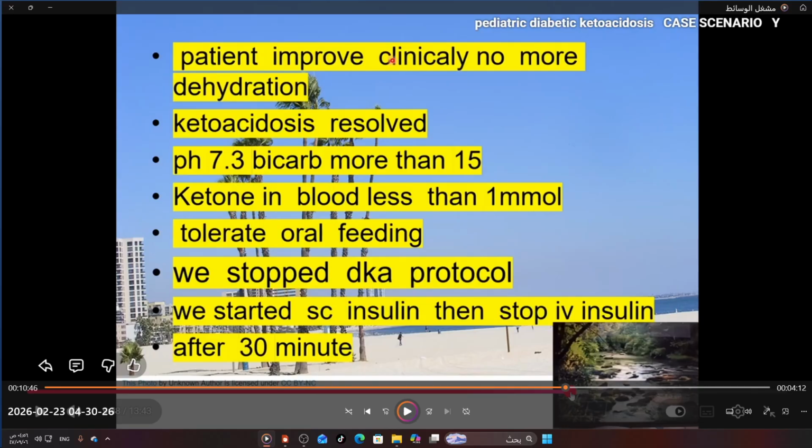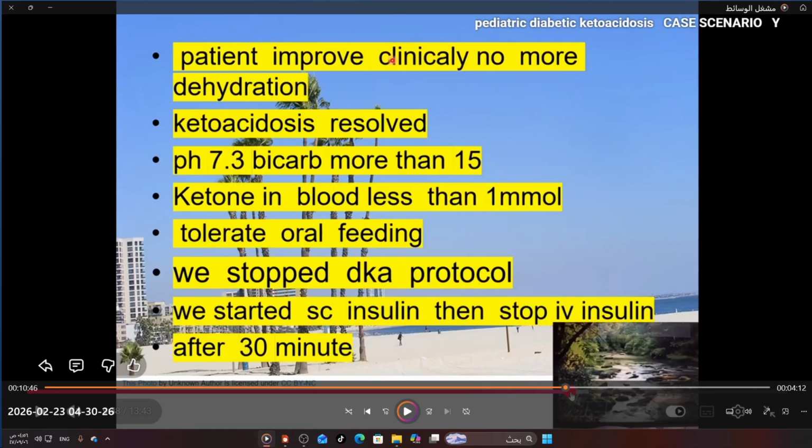Okay. Now the patient is clinically improved. What is out of DKA? When we inform the patient is out of DKA, if blood gas pH is 7.3, bicarb more than 15, and sometimes 18, ketone in the blood is less than 1 millimole, and the baby tolerates oral feeding, we stop the DKA protocol. Exactly. Once the pH is above 7.3, bicarb is rising above 15, ketones are negligible, and the baby is stable and tolerating oral feeds, then you can safely stop the DKA protocol. And of course, you continue to monitor after that.